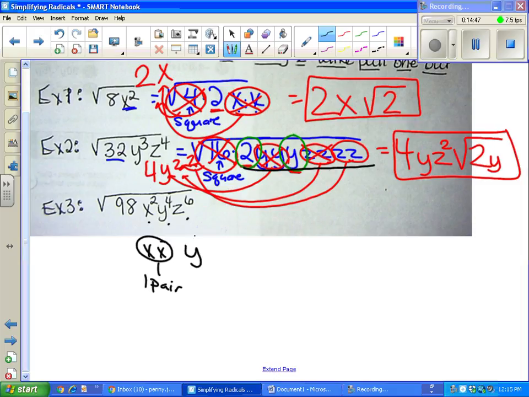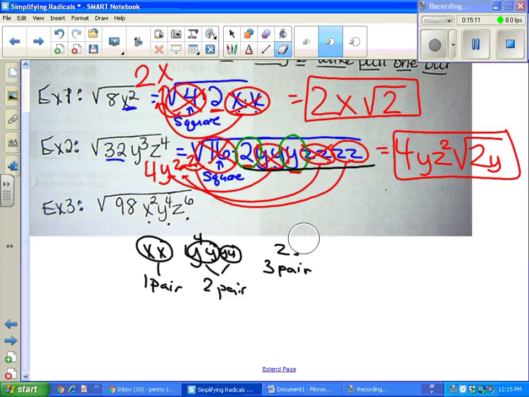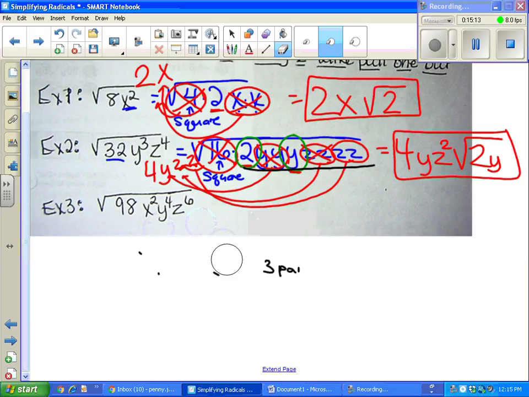If I have y to the 4th, that's y times y times y times y, I have 2 pair. Okay, so basically what I want you to imagine, what if you had 6 z's. How many pairs is that? Well, I hope that you know that that would be 3 pairs of z's. Okay? So imagine pairing them up, and only for every 2, pull 1 out.